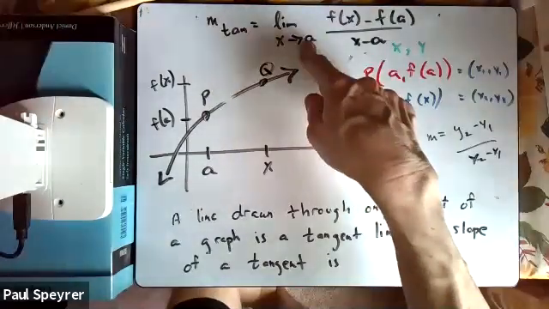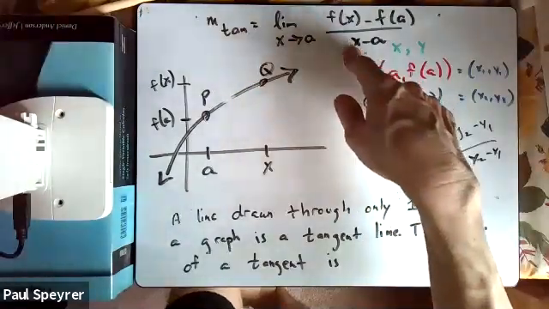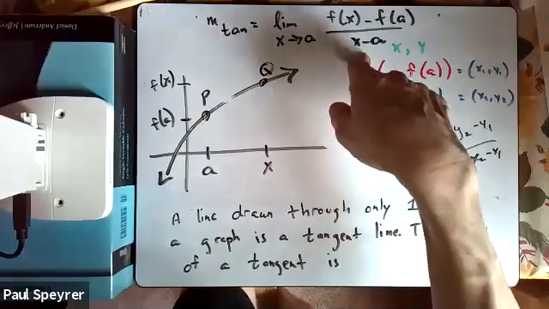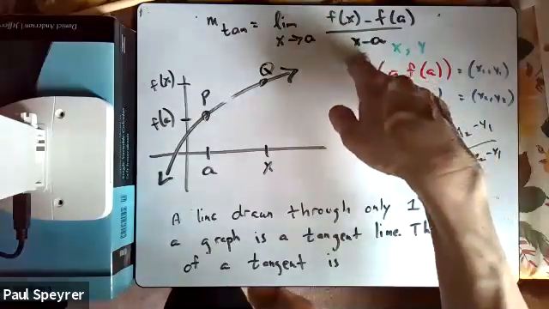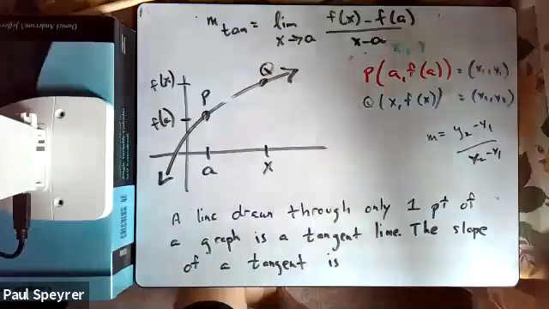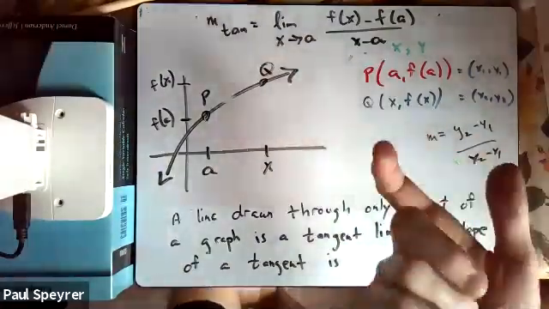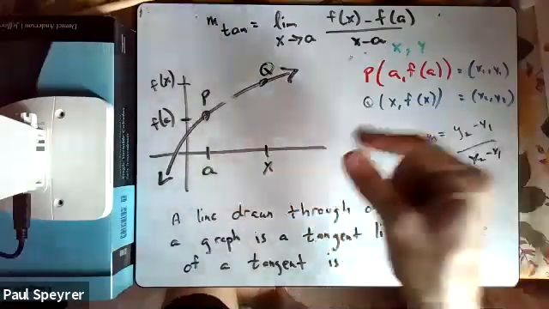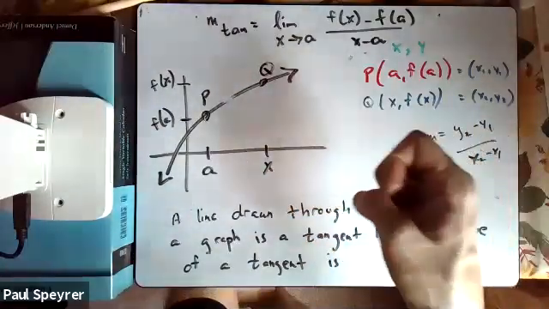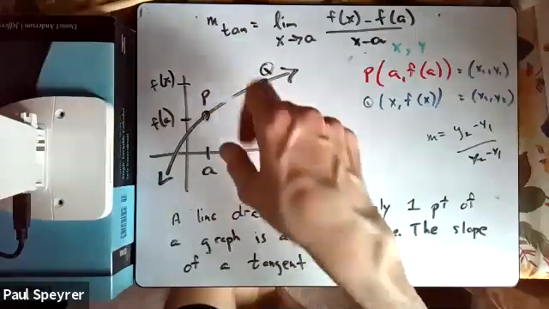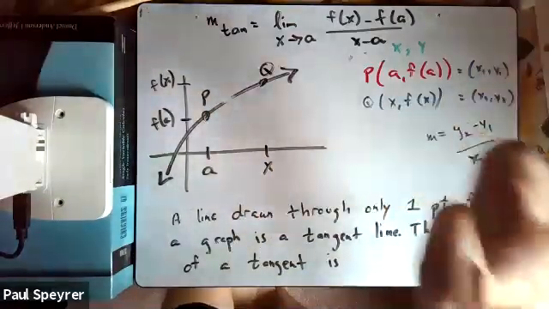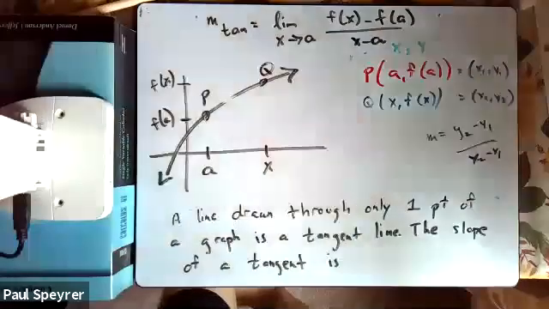But check it out though, if I were to plug a into here, what would I get? You get a minus a, which is 0 in the bottom, which is undefined. So then you have to do that algebraic manipulation stuff. But that's what we do with the tangent lines. That's what it's allowing us to find. It's allowing us to find the instantaneous rate of change of a point, meaning at that one particular instant and nowhere else.